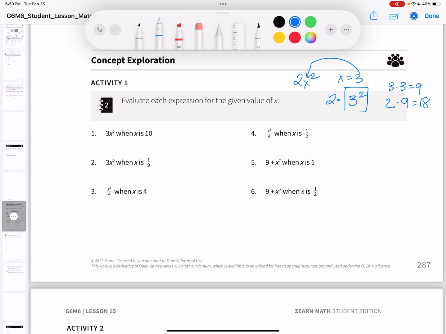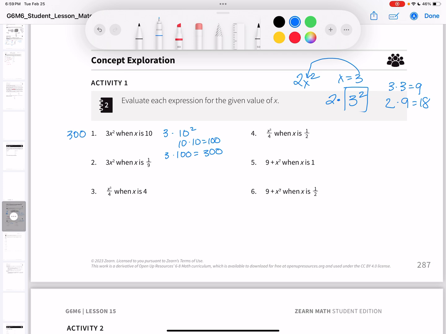So it says 3x squared when x is 10. So that would be 3 times 10 squared. 10 times 10 is 100. And then I would do 3 times 100, which is 300. So my answer to 1 is 300.